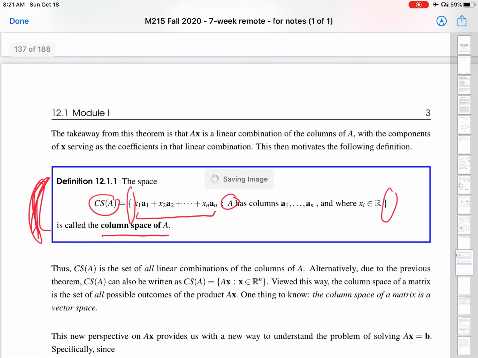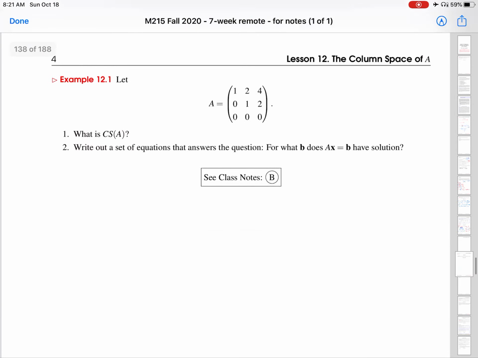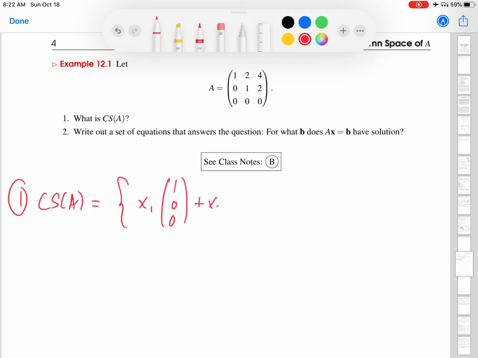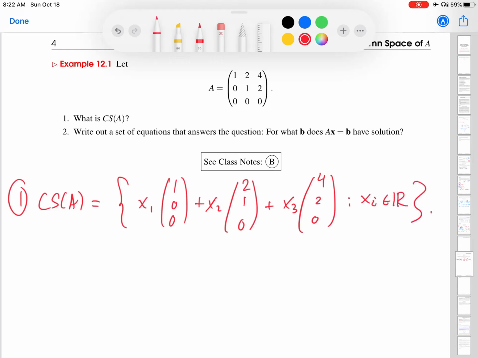Okay, so now that we reviewed that concept, let's go back down to the example and calculate the column space, and then we'll do number 2 later. So what is the column space of A? Linear combinations of the columns. I'm going to write it out using the columns of this matrix, which is 1, 0, 0. The second column is 2, 1, 0. The third column is 4, 2, 0. Such that all of the x's here are real numbers. Okay, so it's pretty much that simple. That is the column space of A.